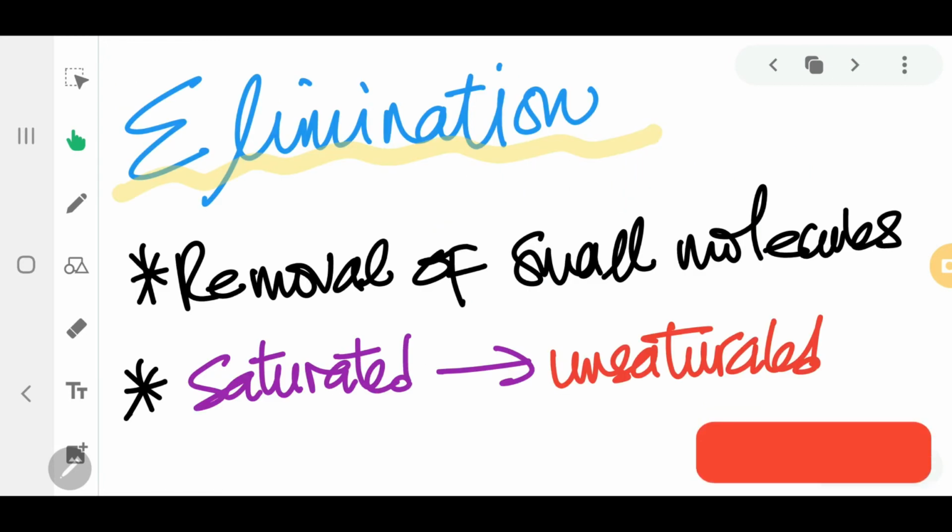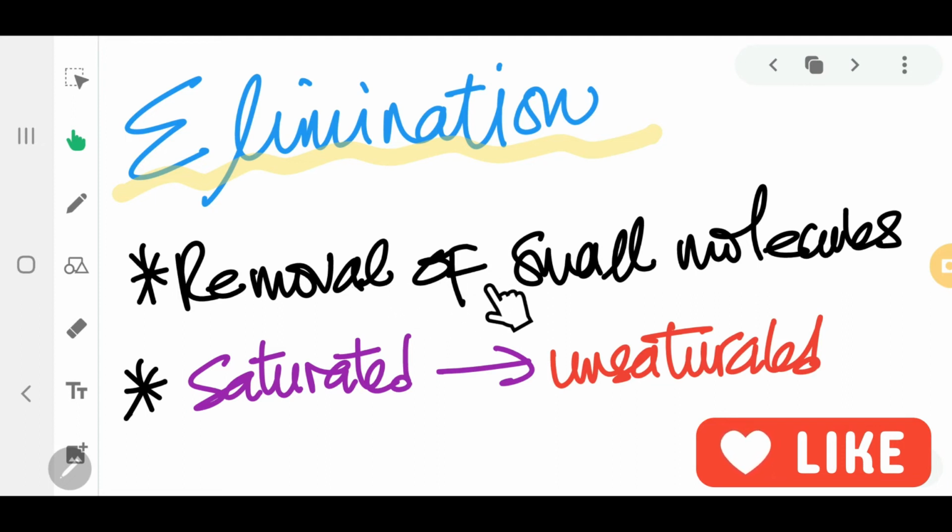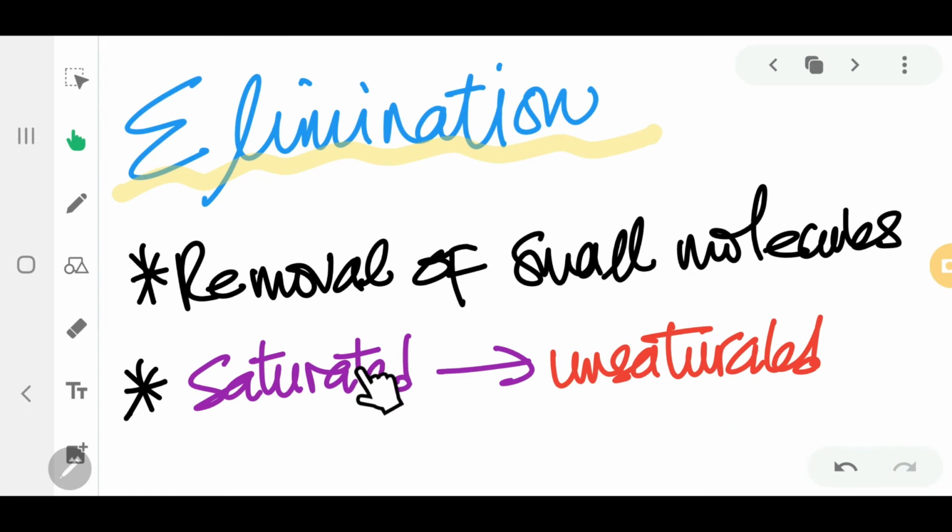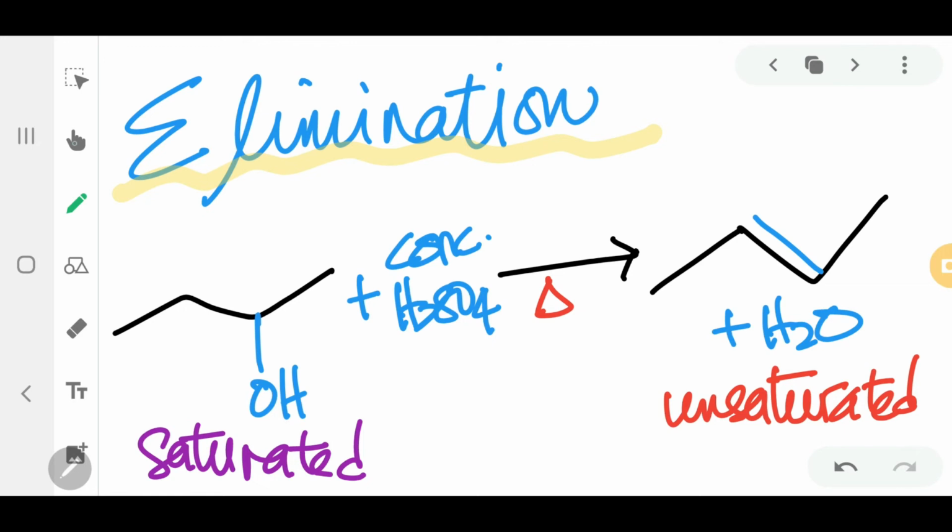Next, we're going to look at the elimination reaction. The elimination reaction involves the removal of small molecules to turn saturated molecules into unsaturated molecules. So you can say that this is the opposite of what we looked at in electrophilic addition just now. One example is when you have alcohols reacting with a dehydrating agent, and from a structure without a carbon-carbon double bond, a carbon-carbon double bond is made. You know that this is an elimination reaction.